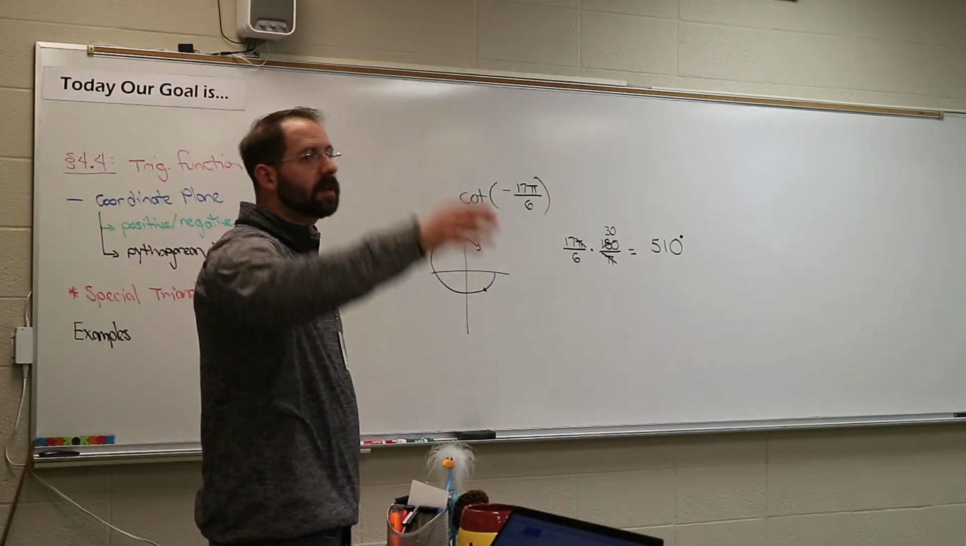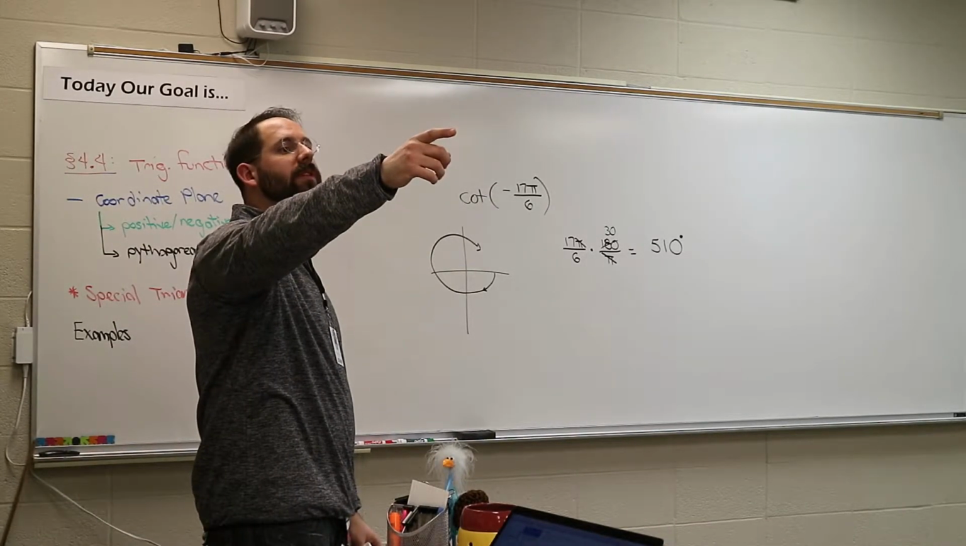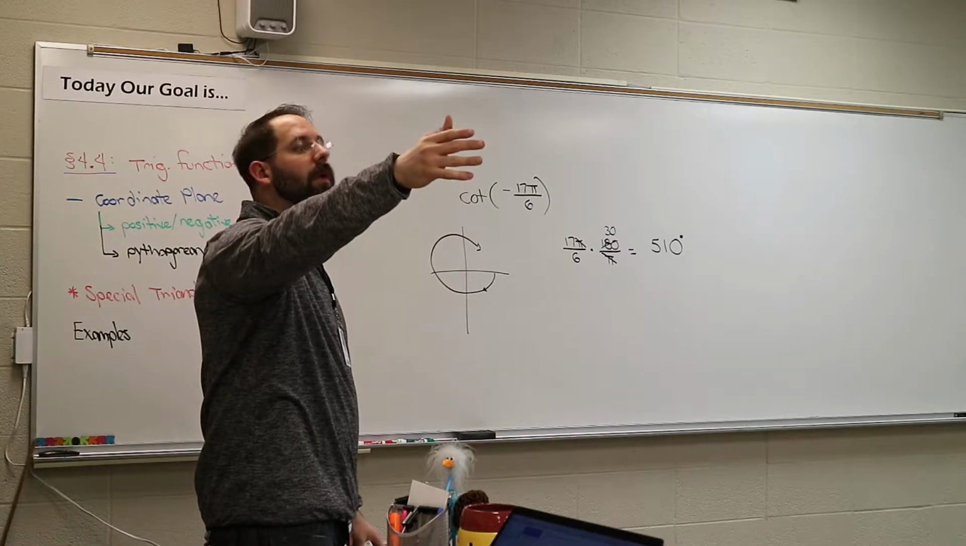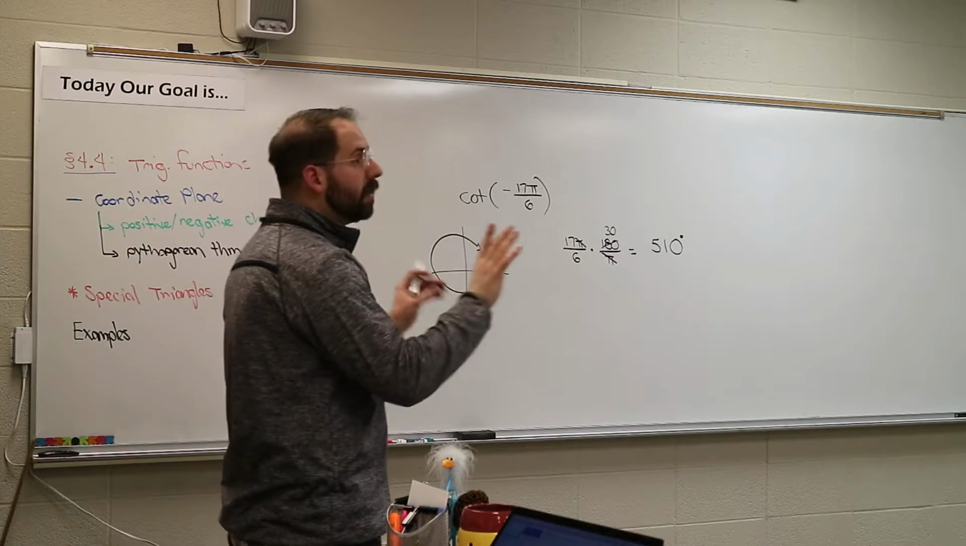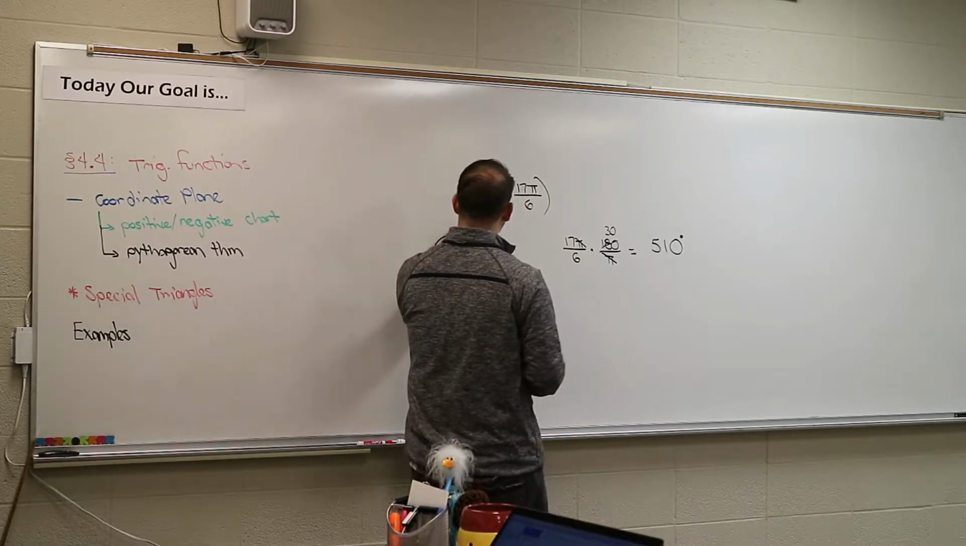Now, one of the things I heard, Reese, you actually said, what was the thing you said earlier? Subtract from 360. Exactly. Actually, we're going to subtract 360 from this. Oh, never mind. The reason why. Now, again, this is a negative angle, so we're doing cotangent.